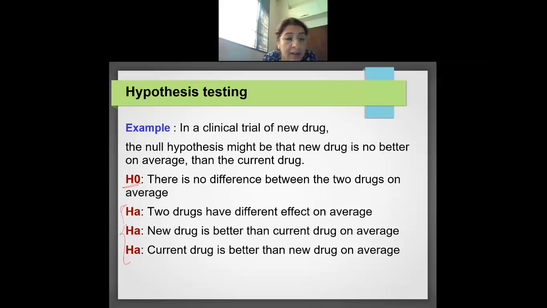You feel that your data is indicating that the new drug is effective, or that the new drug is not effective, or you are not able to find out the difference whether it is effective or not. So you form an alternative hypothesis that the two drugs have different effects on average, or the new drug is better than the current drug, or the current drug is better than the new drug on average. The way you form your alternative hypothesis, the respective null hypothesis is always formed uniquely, it is always one. The way of forming the null hypothesis is only this. The alternative hypothesis is your choice, how you form it.